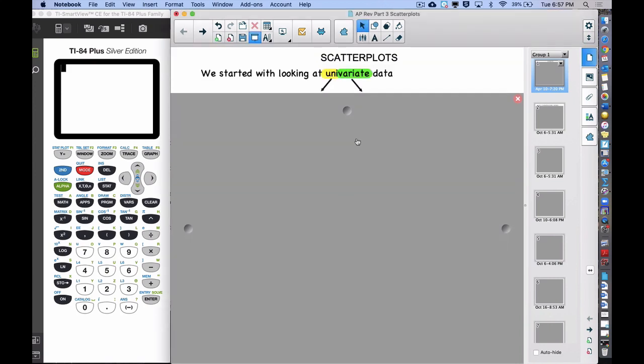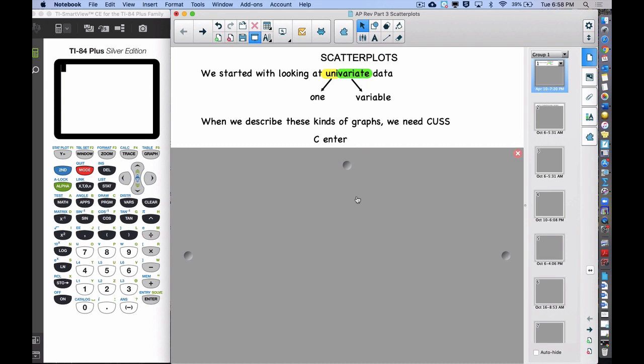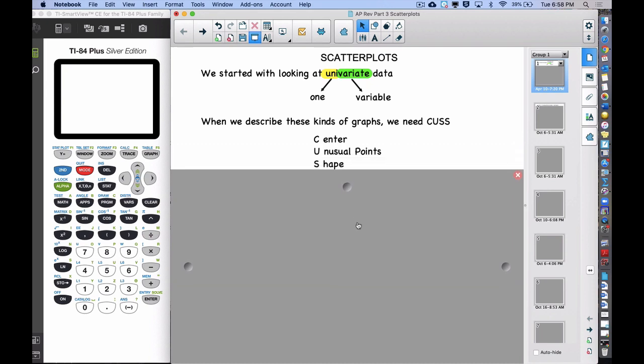So first of all, the idea is we started with looking at univariate data, one variable data. That's what we're doing with all of the stem plots, dot plots, histograms, box plots. All those kinds of graphs are for univariate data where you have one variable. When you have graphs with one variable and we're describing them, that's where we use CUS: center, unusual point, shape, and spread.